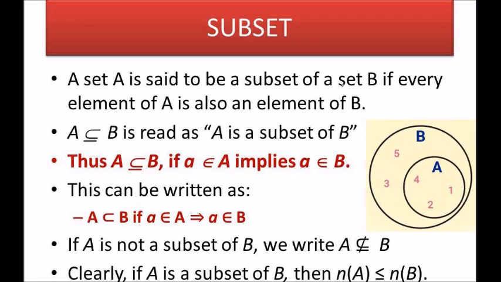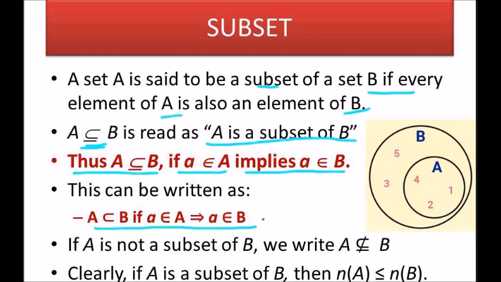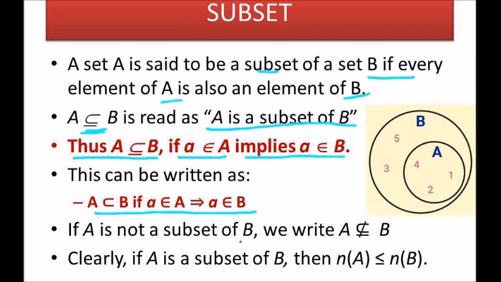In general, a set A is said to be a subset of a set B if every element of A is also an element of B. We can represent it by the subset symbol and read it as A is a subset of B. If A is a subset of B, then if x is an element of A, it implies x is an element of B. This can be written in symbols as follows. If A is not a subset of B, we write A not a subset of B.